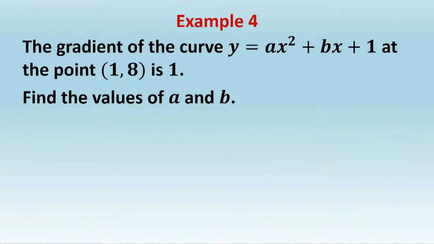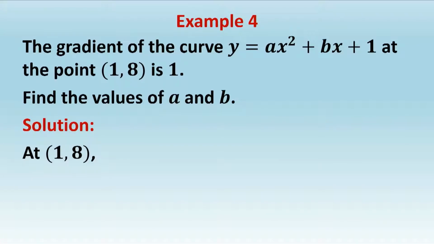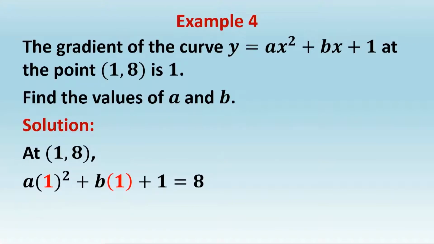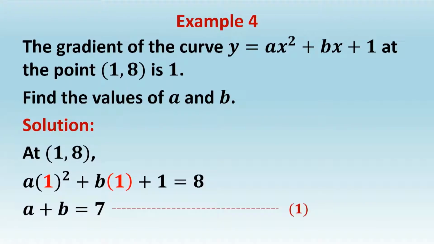Example 4. The gradient of the curve y is equal to ax squared plus bx plus 1 at the point 1, 8 is 1. Find the values of a and b. At 1, 8, first we are going to substitute these values in the curve to get a into 1 to the power of 2 plus b into 1 plus 1 is equal to 8. Simplifying this, we get a plus b is equal to 7, and we label this as equation 1.